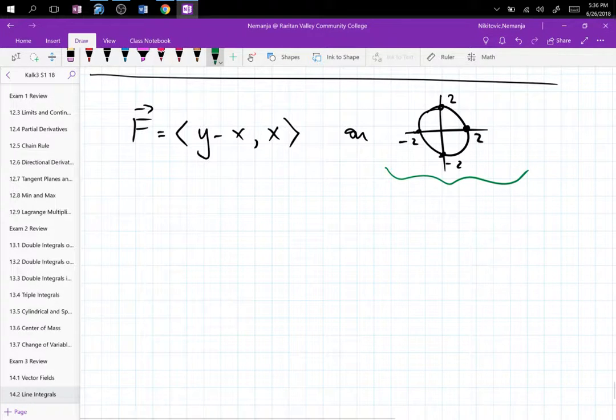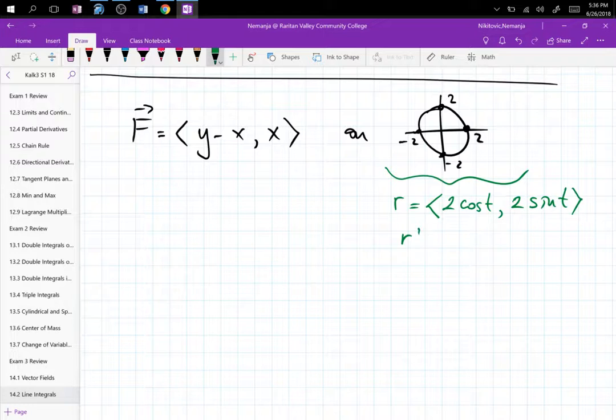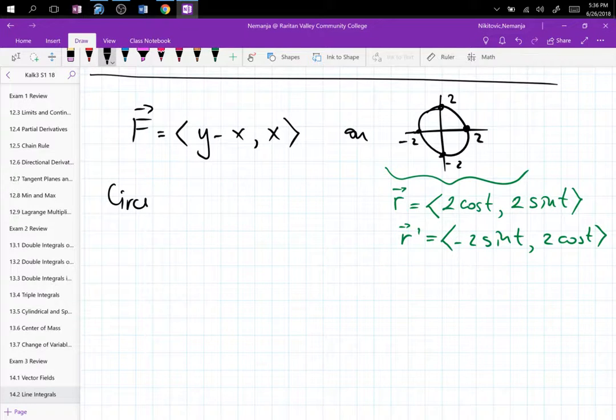I'm going to parametrize as 2 cosine t, 2 sine t, and I need r prime, which is negative 2 sine t, 2 cosine t. There we go. All right, so let's start with circulation. We have F dot r prime dt.